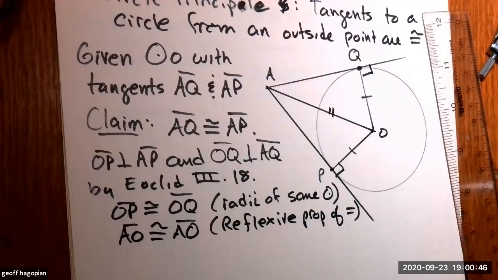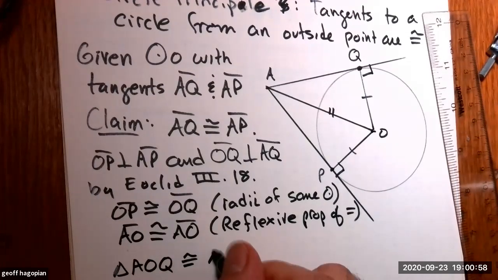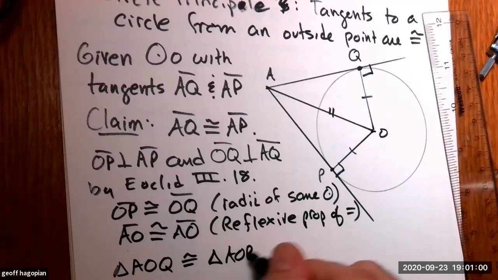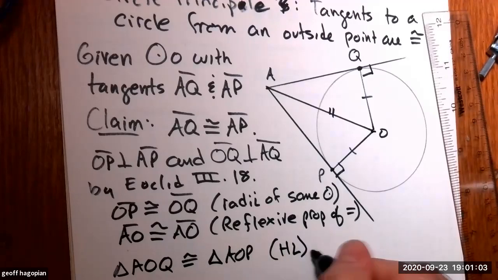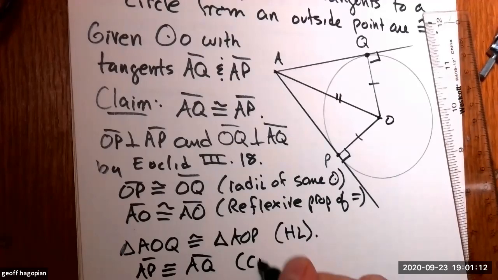So now we have hypotenuse leg, right? Because these are right triangles. So that means that triangle AOQ is congruent to triangle AOP by hypotenuse leg. And so AP is congruent to AQ, since corresponding parts of congruent triangles are congruent. Great. Let's not belabor the point.